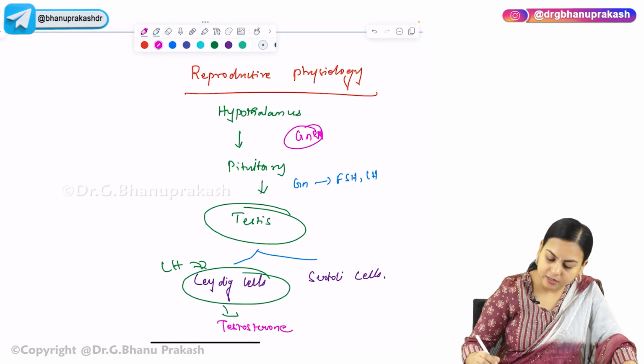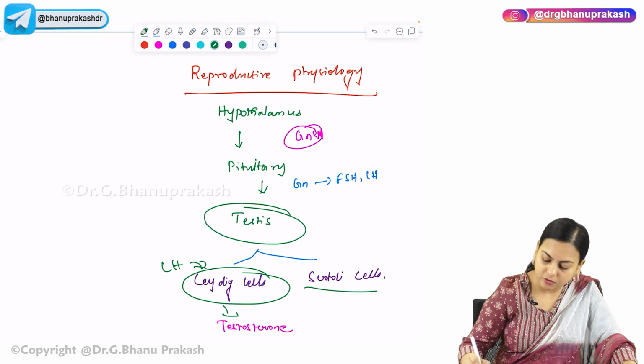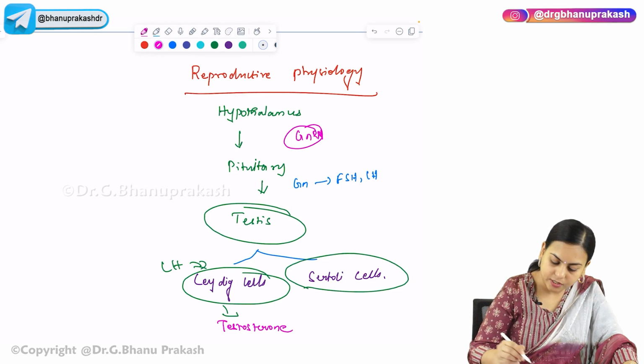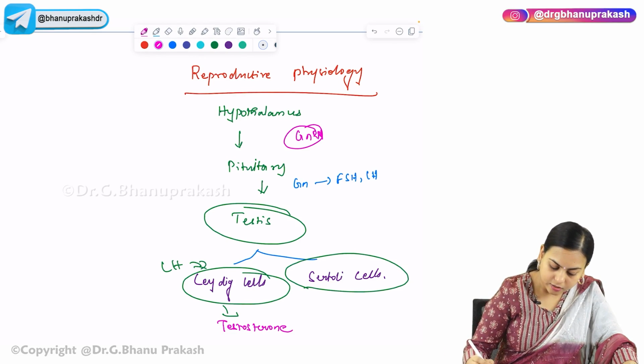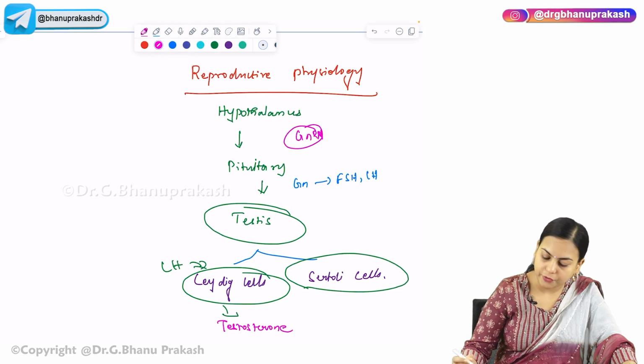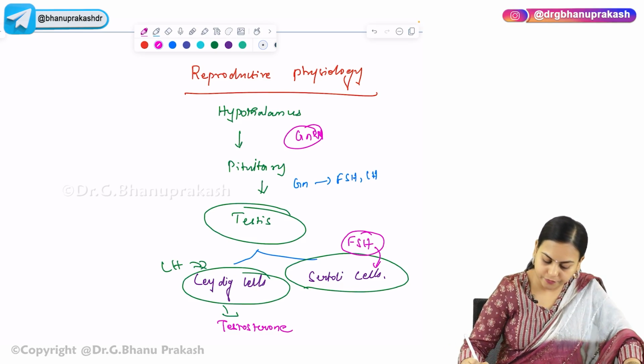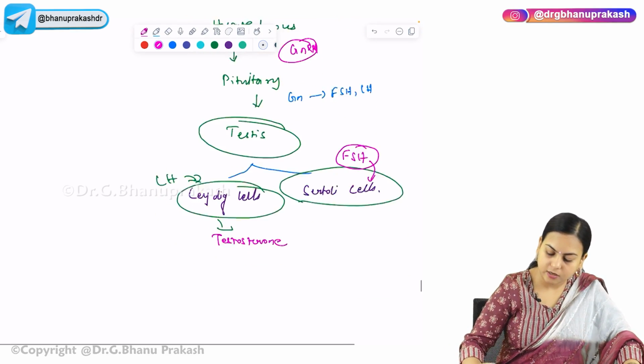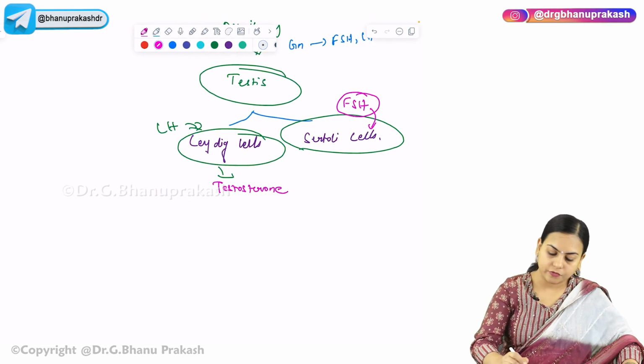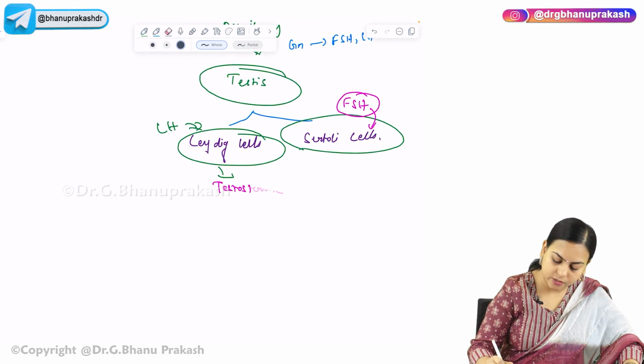And then what is happening with the Sertoli cells? Sertoli cells, we all know, are supportive cells, and FSH is going to act on the Sertoli cells. So this thing you have to know. Finally, the hormone testosterone is produced by the Leydig cells.